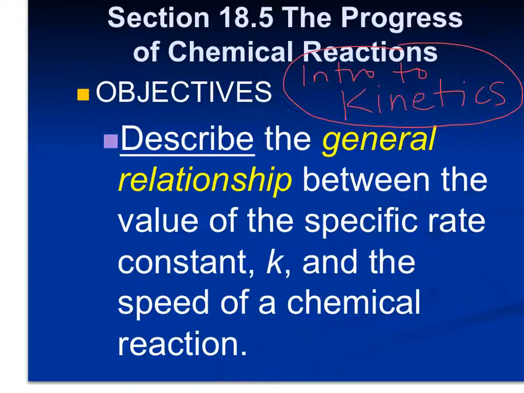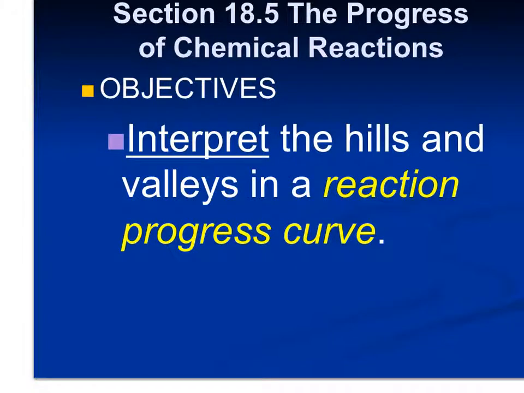This video is actually from your chemistry honors textbook, but I thought it would be a good introduction to kinetics. So our first objective in this lesson is to describe the general relationship between the value of the specific rate constant k and the speed of a chemical reaction. We need to interpret the hills and valleys in a reaction progress curve.